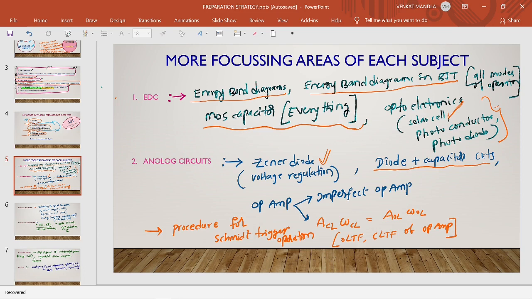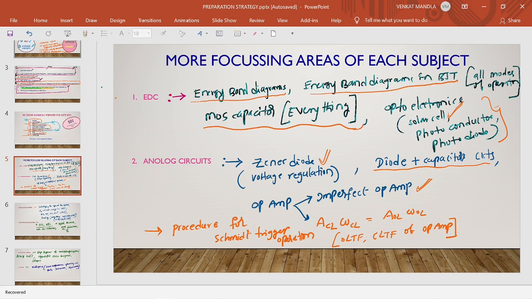Okay. Next, an op amp, imperfect op amp. So you go through this concept of imperfect op amp, where imperfect means imperfect in input bias current, or imperfect in output offset voltage. There are some concepts. Imperfect in gain, infinite gain. There are some concepts in imperfect op amp. You go through them once.